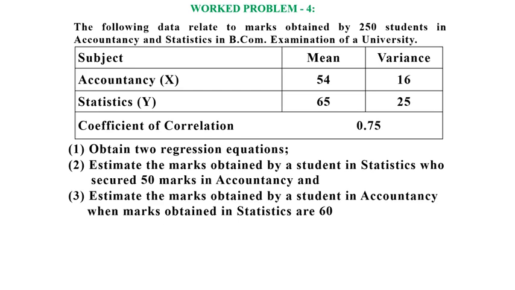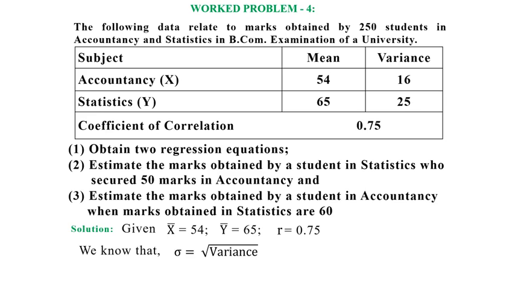Okay? Solution. Given, what are all the things given? x bar 54, mean of accountancy 54, y bar, mean of statistics 65, correlation coefficient 0.75. Then we know that standard deviation of anything will be equal to the square root of variance.